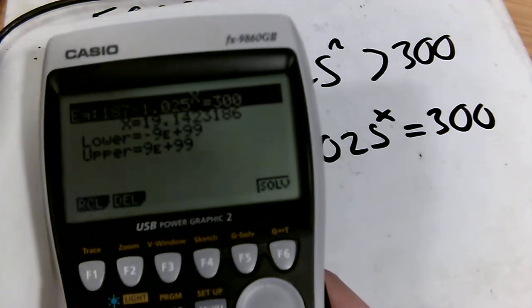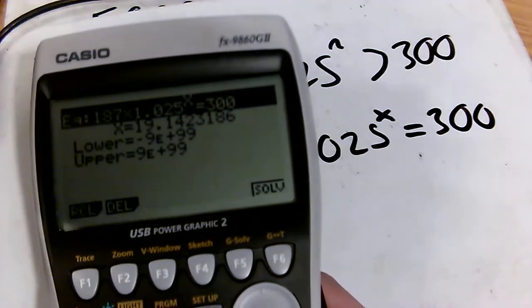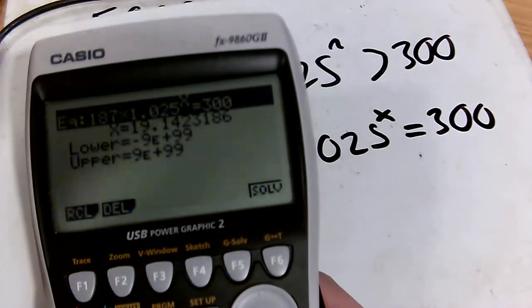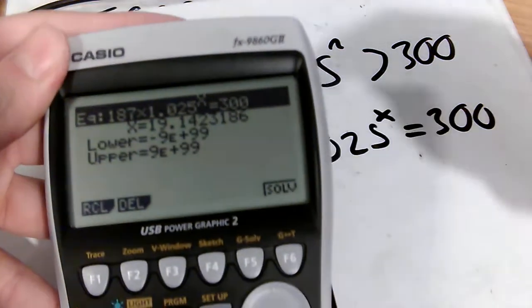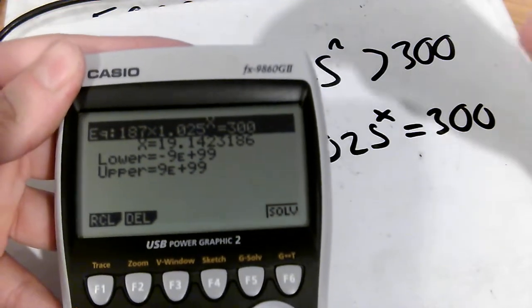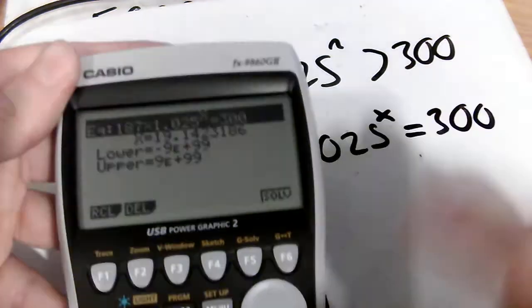19.1423. So 19 months won't quite be enough. You have to go into the 20th month to make sure you actually get those 300 users. So 20 months you want. So you've got to work out then where actually you're going to be if you're 20 months ahead of May 2018. So I'll let you work that out.